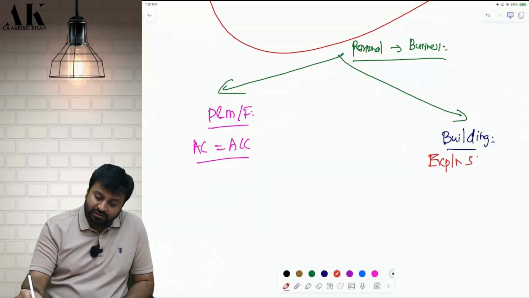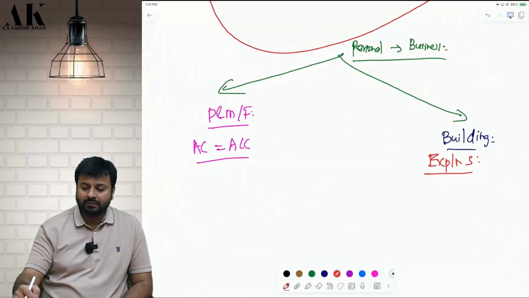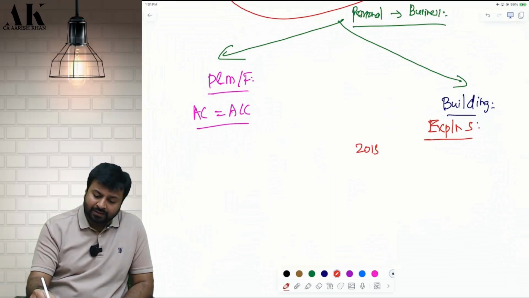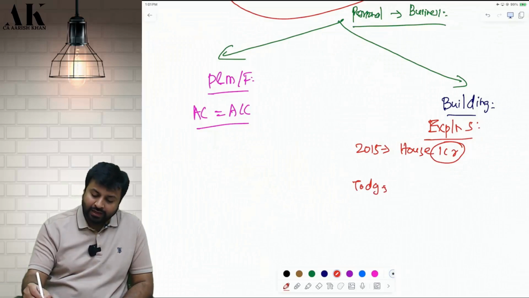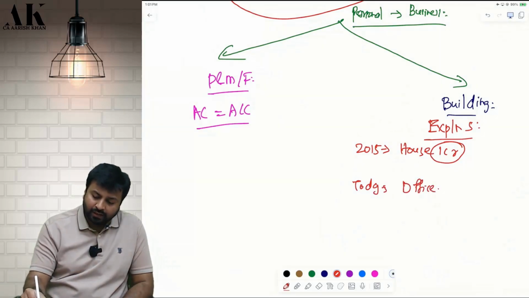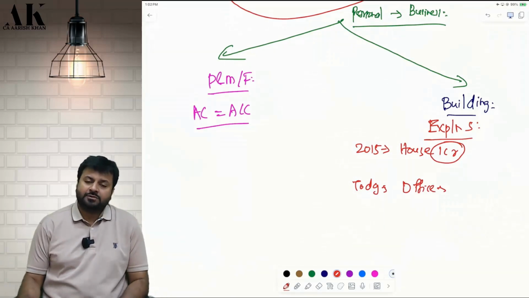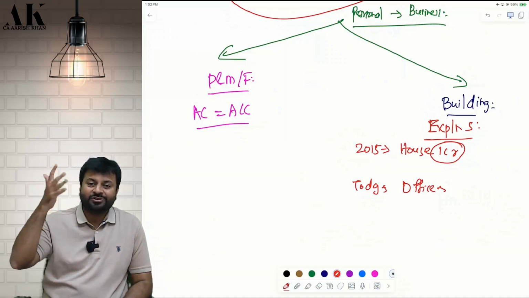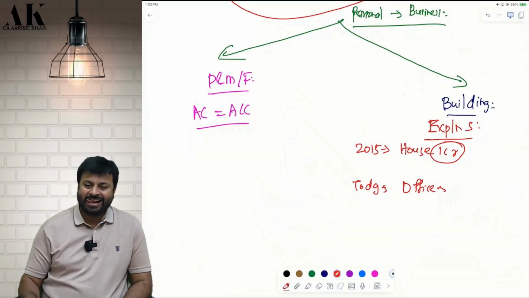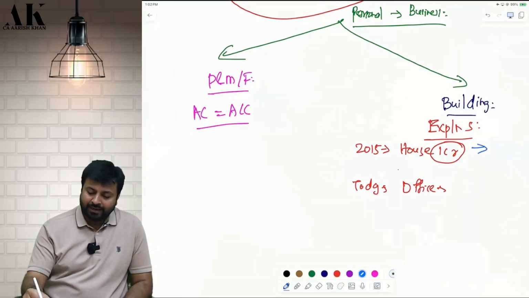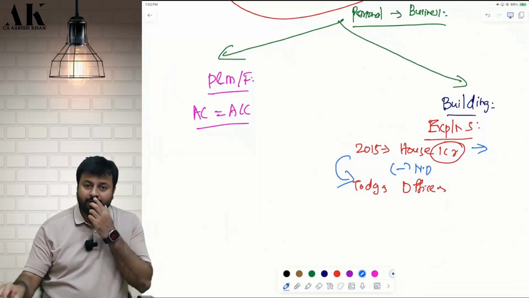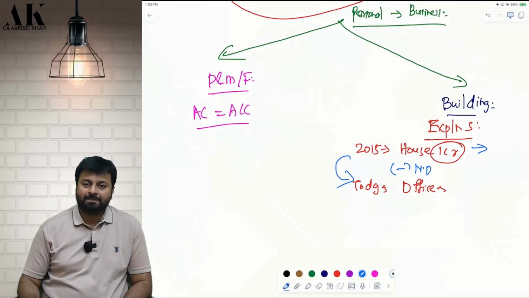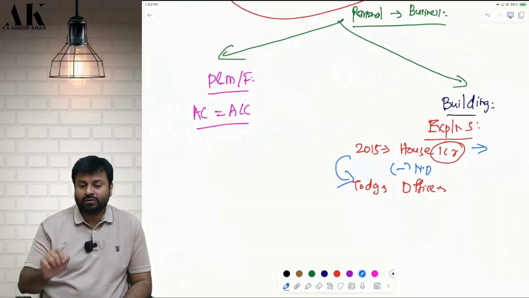Explanation 5. Are you clear? Suppose in 2015, I have purchased a building. I have purchased a house for 1 crore. And now today I converted that house to what? Tell me. An office for business purpose. Then now the government is not saying actual cost will remain actual cost. They are very, very intelligent. Now the government is saying actual cost will remain actual cost minus the notional depreciation for all these years. For all these years, you have to reduce a notional depreciation. And whatever amount will come after that, that will be taken as the actual cost.